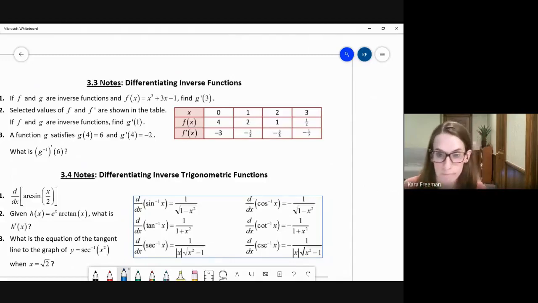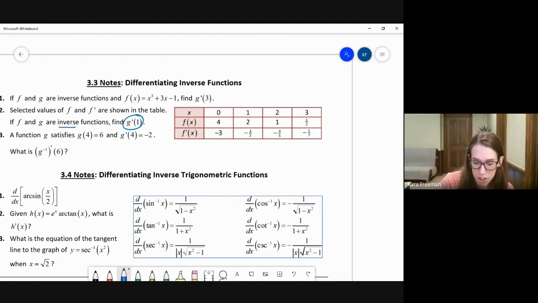We don't have an equation like in number 1. We're just given numbers. So I want to find g prime of 1. As soon as I see inverse functions and I want g prime of 1, the very first thing I'm writing down on my paper before I look at anything else is this. I just use my inverse derivative rule. I say g prime of 1 would equal 1 over f prime of g of 1.